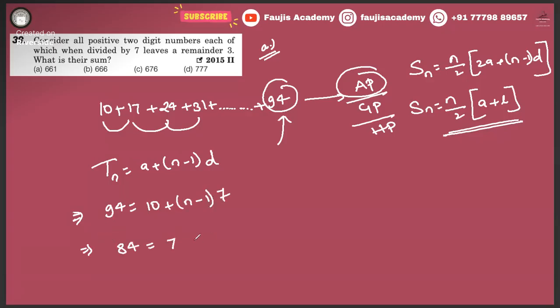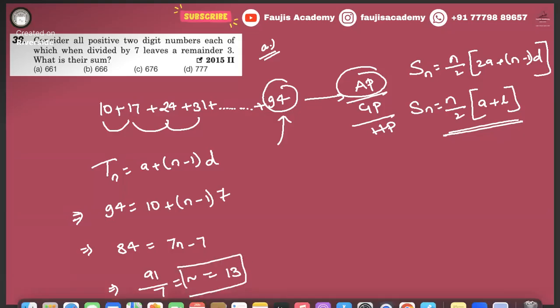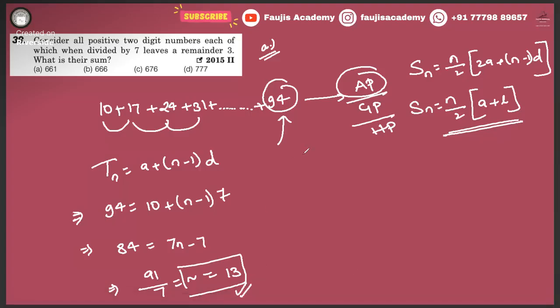84 equals 7n minus 7. Right? 91 by 7 is equal to n. What is the value of n? 13, sir. Okay. Yeah. Right. So 13 is the value of n over here, right?